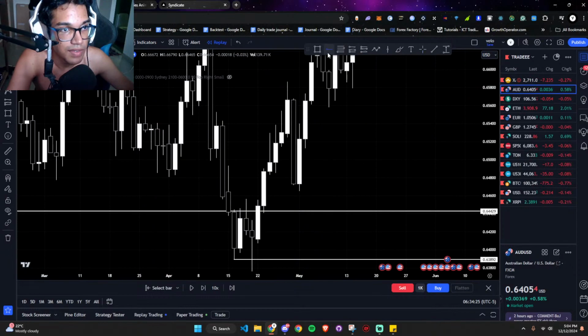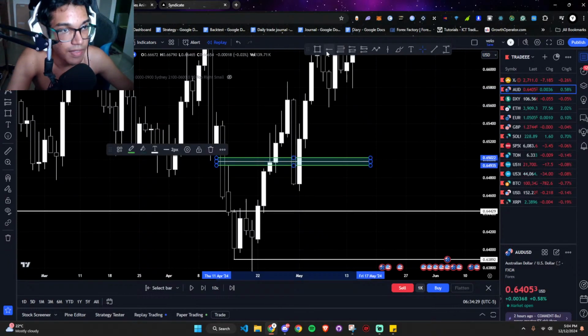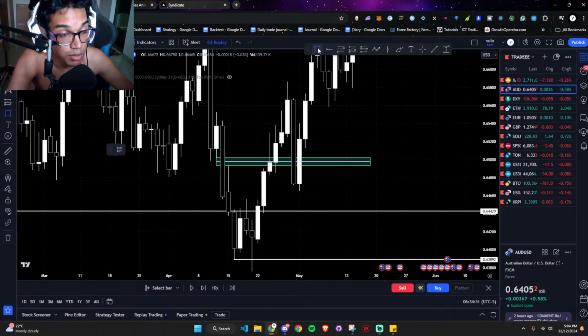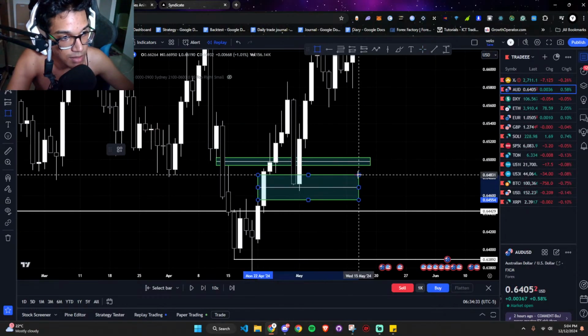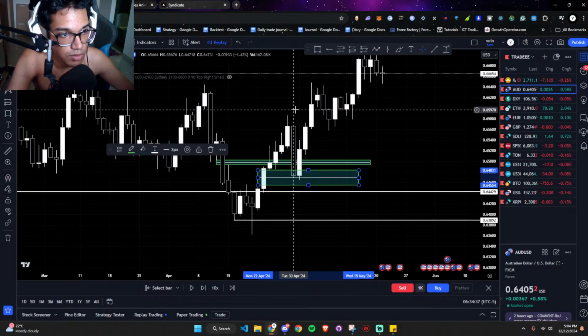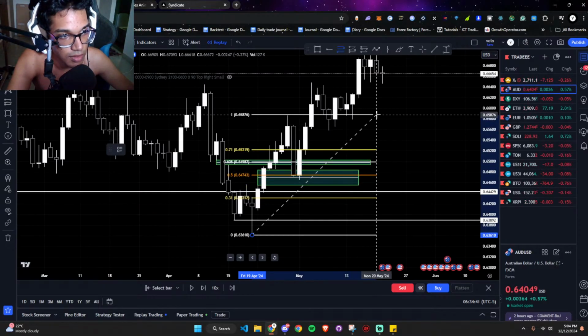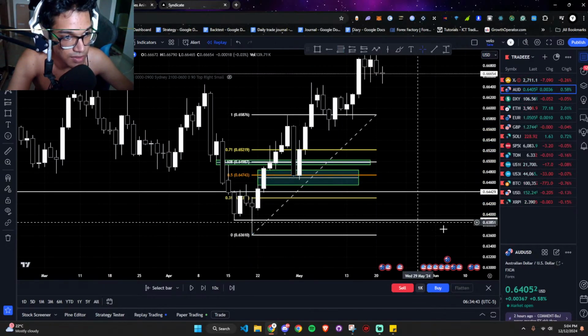Now, let's look at this point, for example. Right here, we have a fair value gap. We have an inverse fair value gap, which is closed above, which means we have bullish prices. We also have a fair value gap to balance things out. We also have a range right here from this swing low to swing high, and this is a 0.5 retracement.